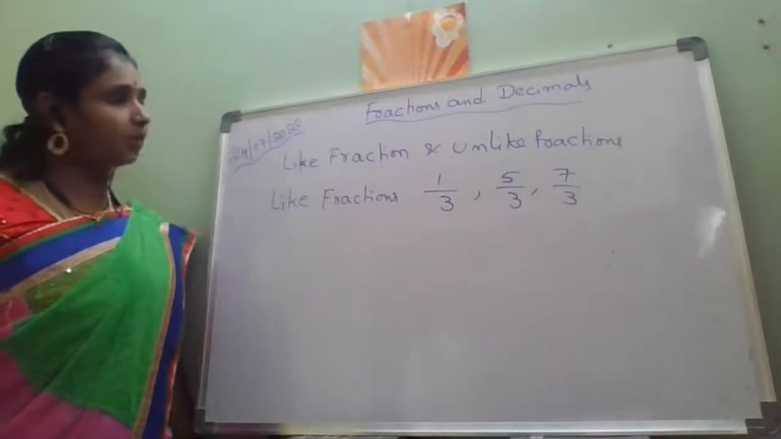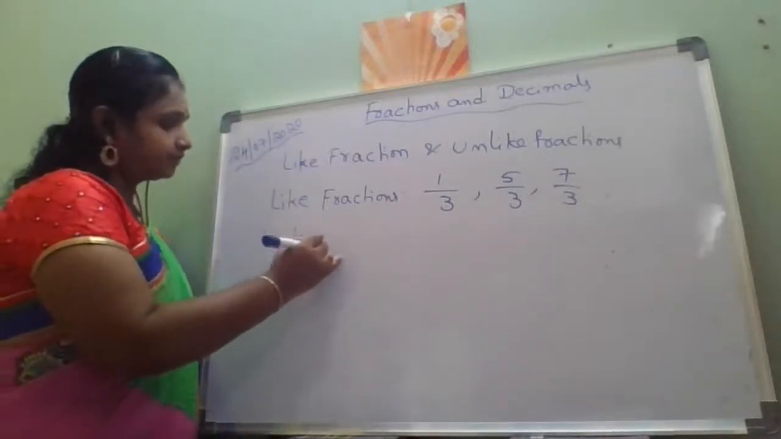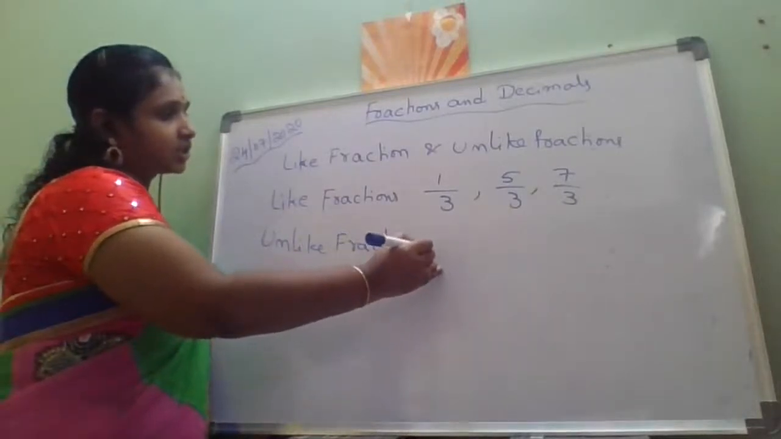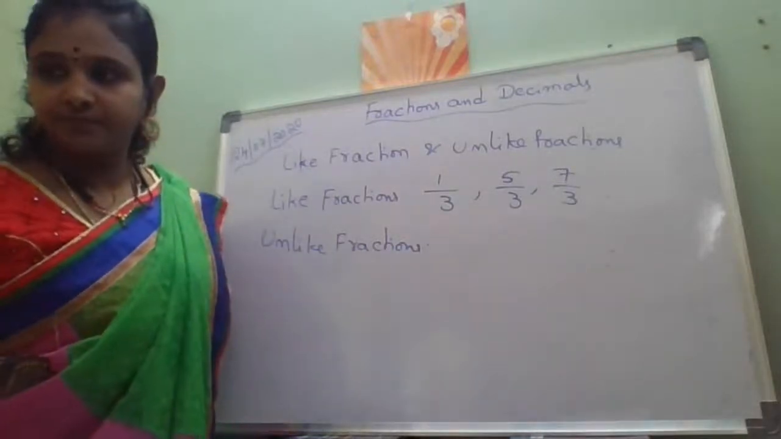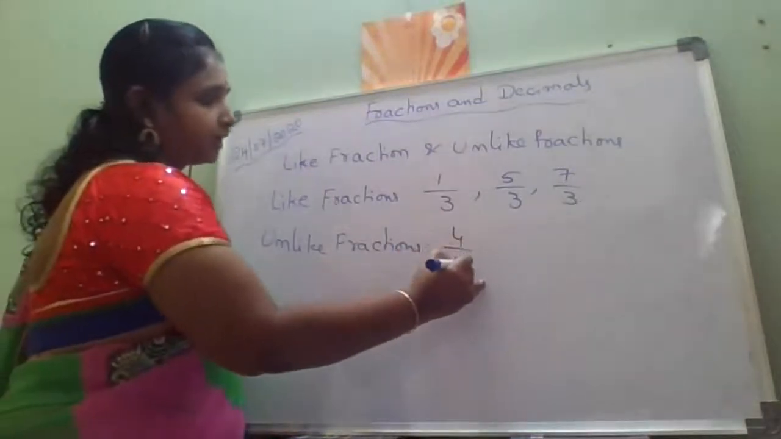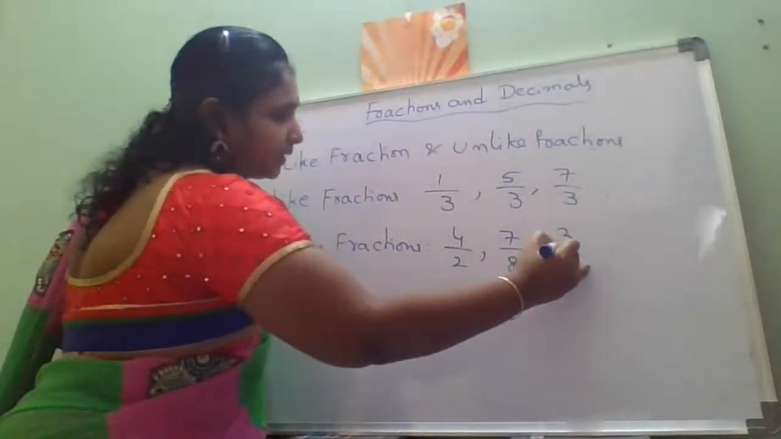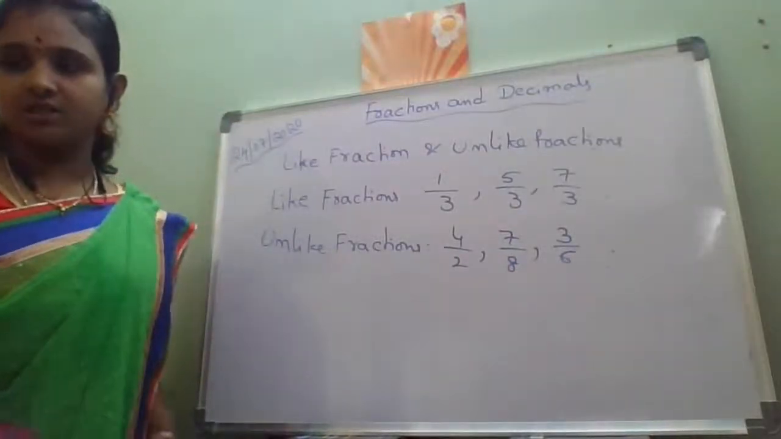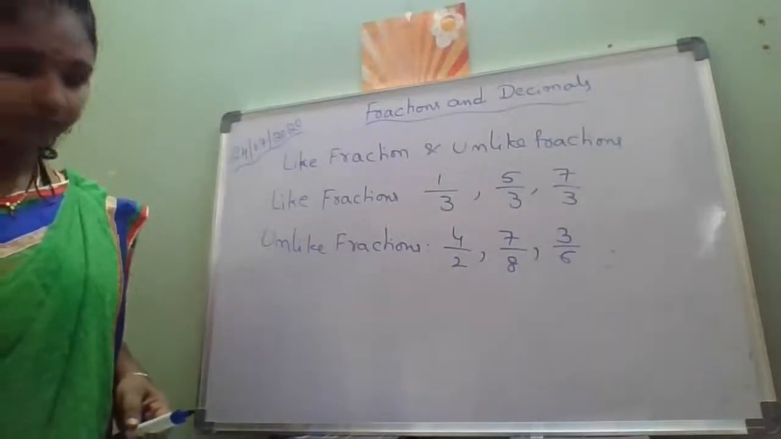Okay. What about unlike fractions? Tell me one example for unlike fraction. Unlike fractions: 4 by 2, 7 by 8, 3 by 6. These all are unlike fractions. Okay, these all are unlike fractions.